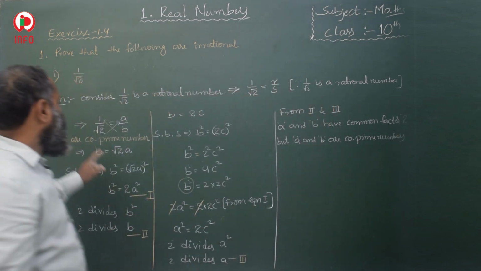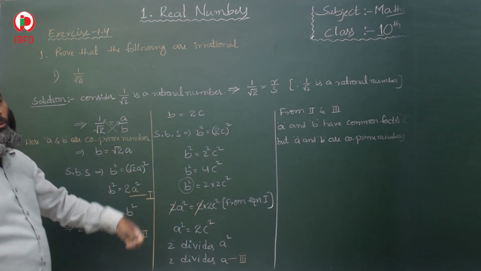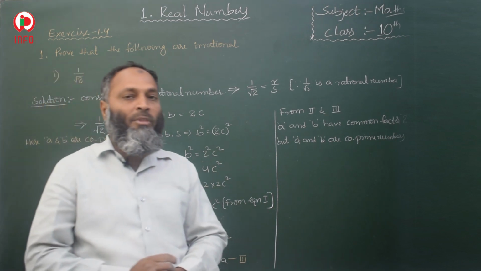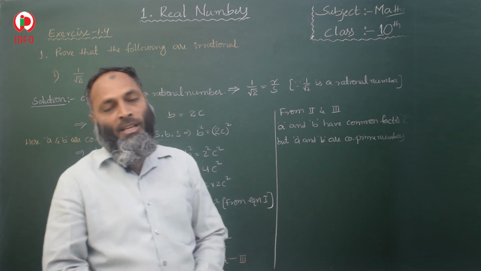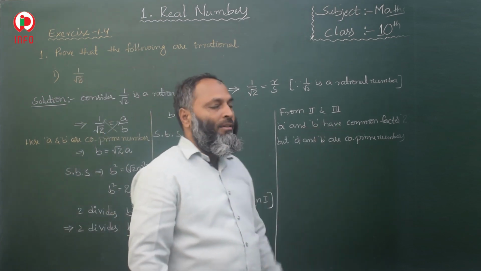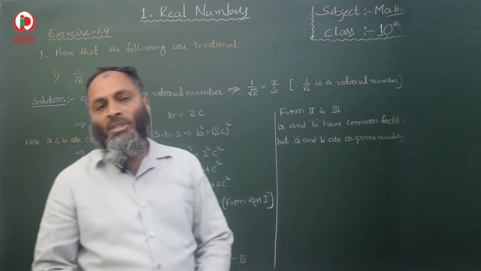So A and B are co-prime numbers. If A and B are co-prime numbers, they have only 1 as a common factor. But here we are getting 2 as a common factor. So it means our assumption is wrong.